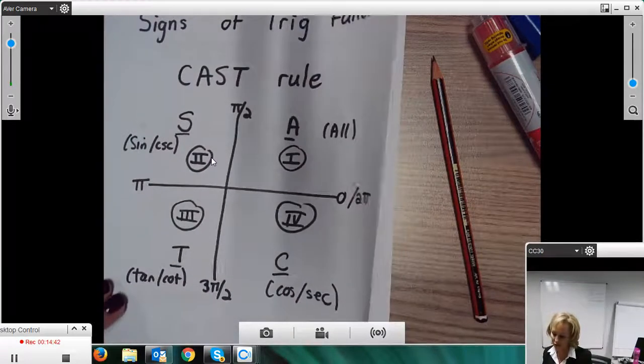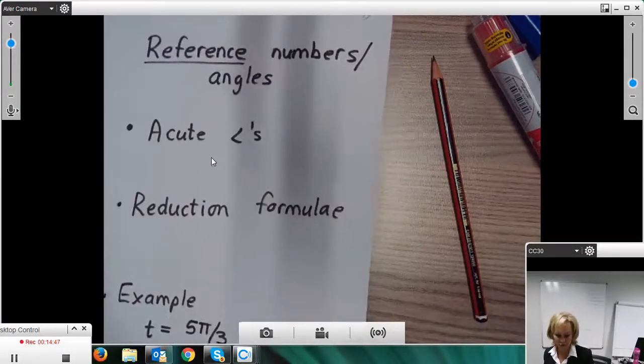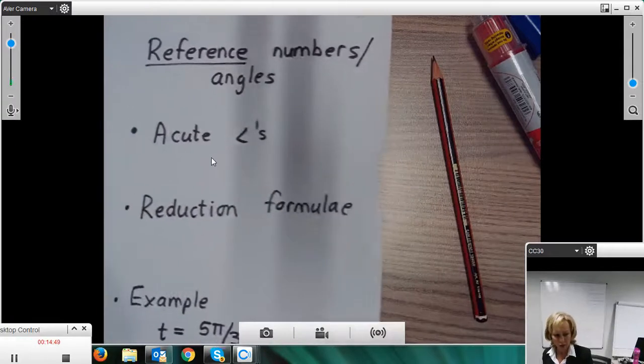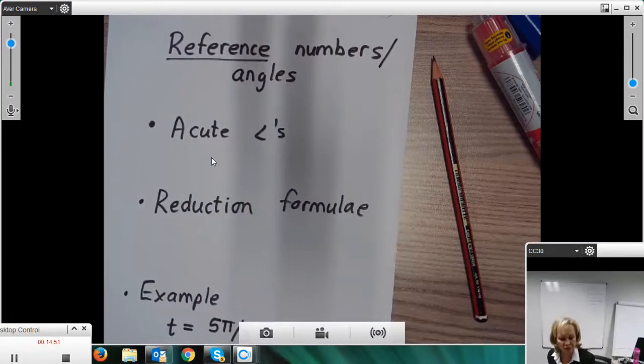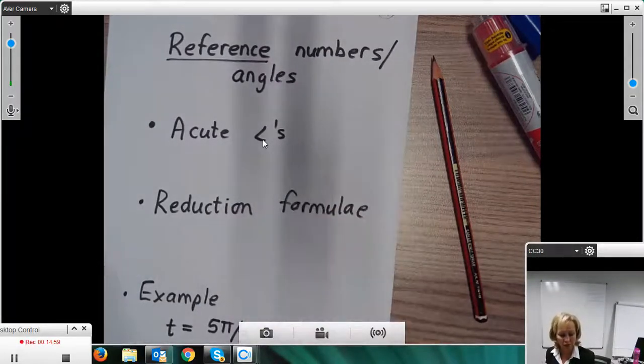Alright, so let's have a look at how we know whether it's going to be positive or negative. Let's just look at what are called reference numbers or reference angles. Reference angles are always those positive angles which are acute, and they are measured to the nearest x-axis. So when you quote a reference angle, it's not going to be bigger than 90 degrees. It's going to be an acute angle.